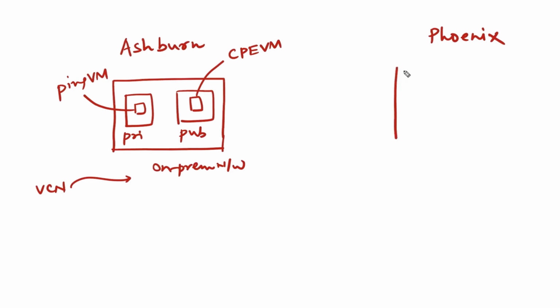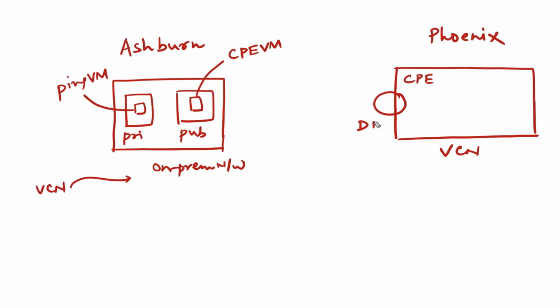Now on the Phoenix side, we will create a VCN. We'll create a customer premises equipment. We'll also create a DRG and attach this VCN to this DRG. And we will be creating another VM. So let's call it test VM.